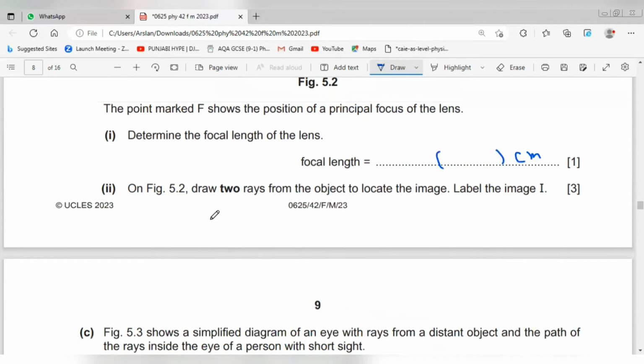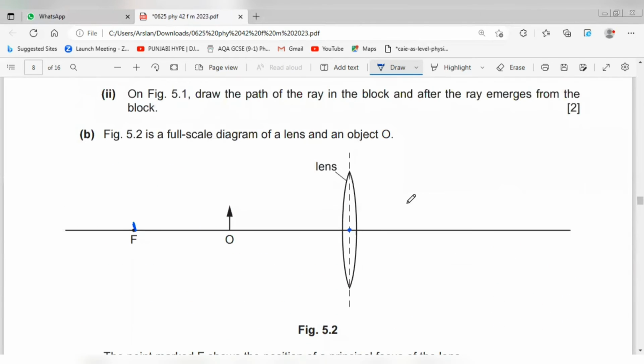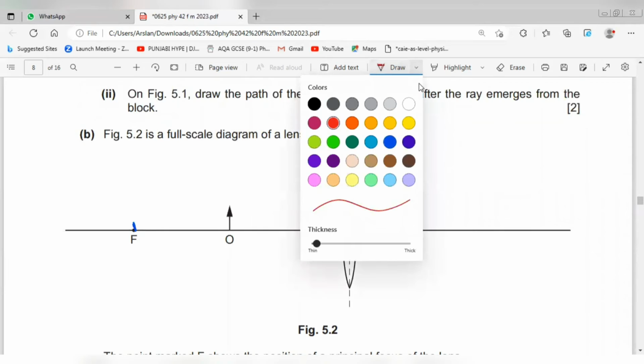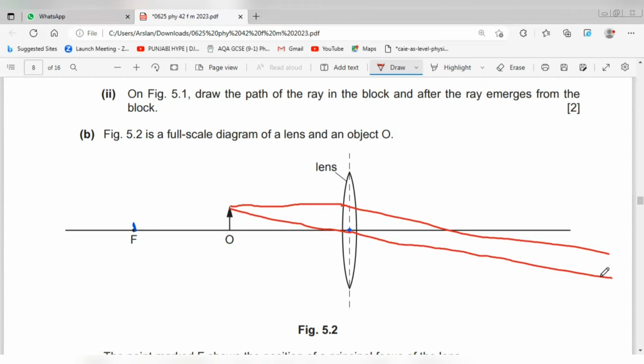Next, on figure 5.2, draw only two rays from an object to locate the image, 2 marks, and label the image I, 1 mark. So this is a 3 marks question. First of all, I will draw ray 1. The first ray you always draw parallel to the principal axis, and it will converge at this point, and the second ray which passes through the optical center will move straight.